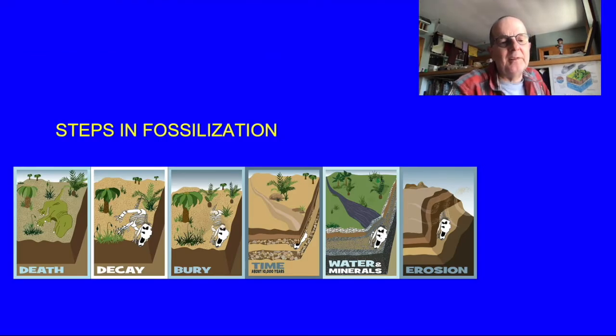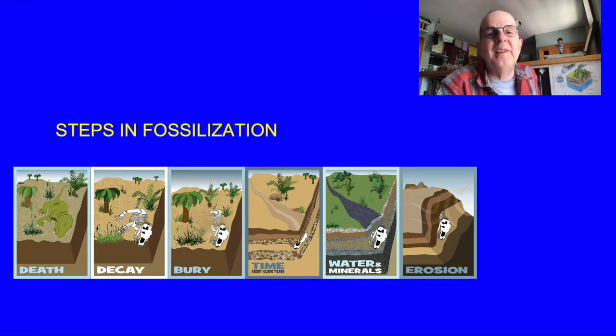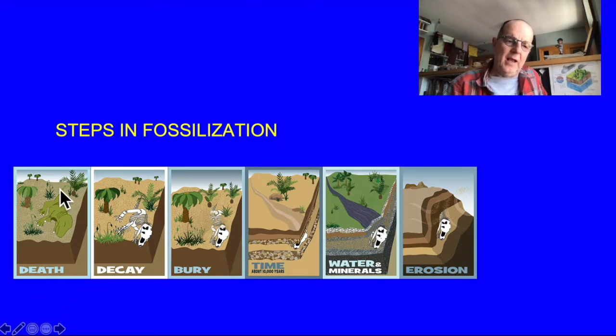The steps in fossilization are not complicated. Something dies, and that something really needs to have a skeletal system, external or internal. In this case, the little cartoon has some kind of dinosaur, and the soft tissue all decays away, leaving behind the bones.